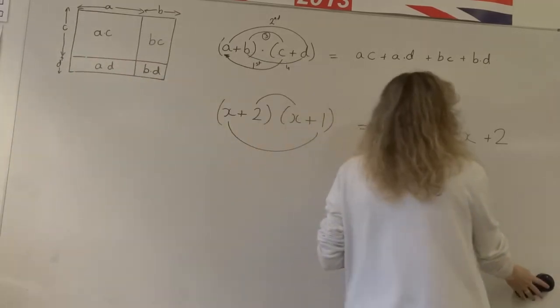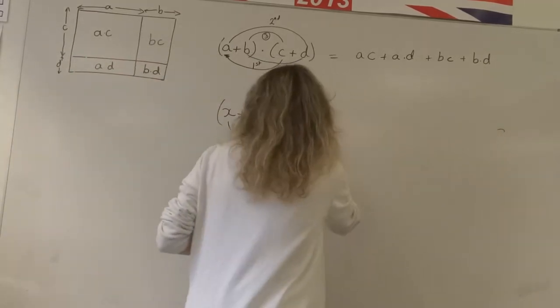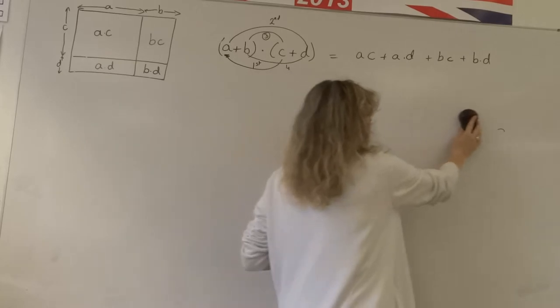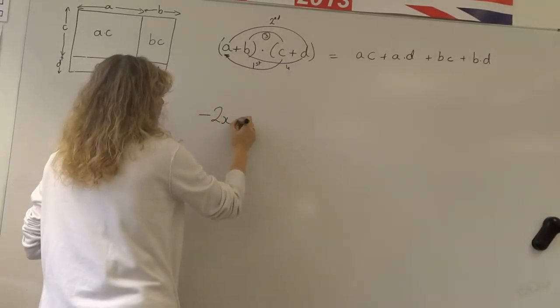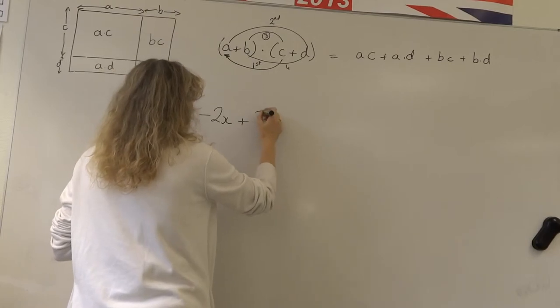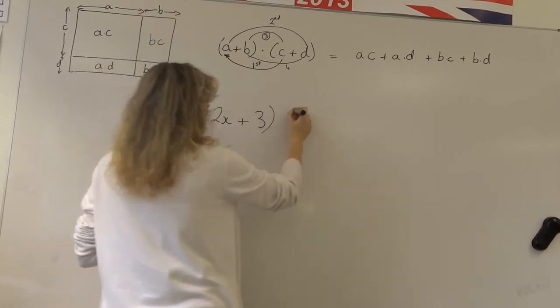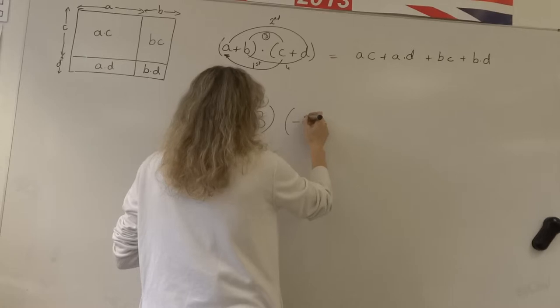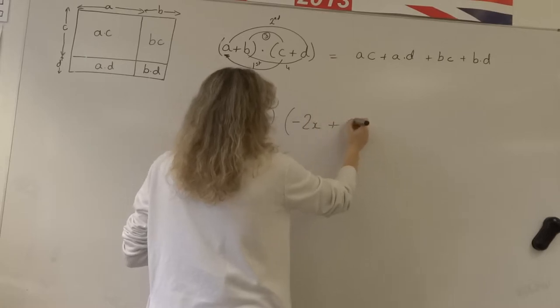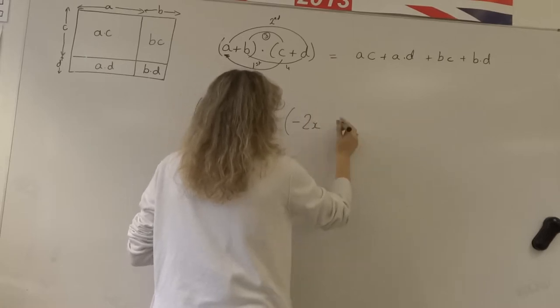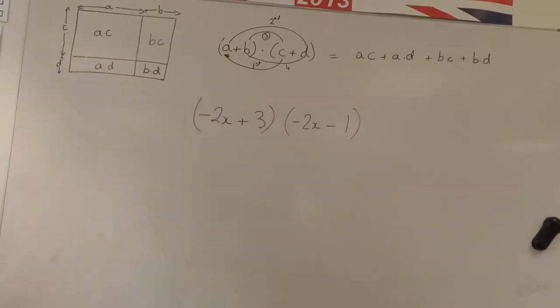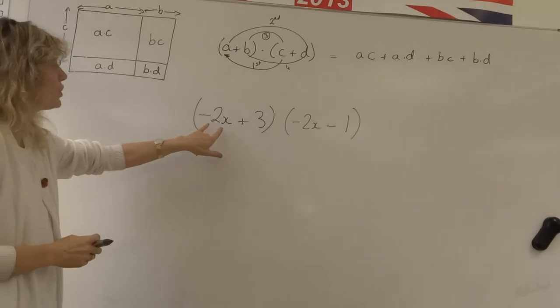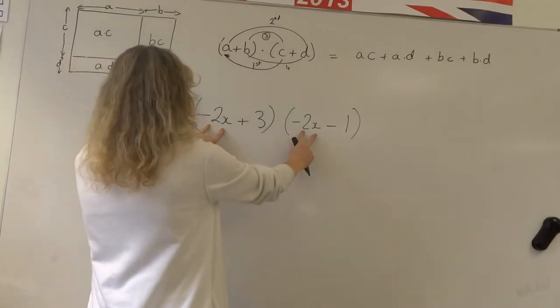What do we do then when we've got a negative in front of the first terms? Well, let's say that we had something like this. Minus 2x plus 3 multiplied by minus 2x plus minus, and let's have lots of minuses in here. How would we do this one? Exactly the same rule. First thing we do is multiply the first two terms together.